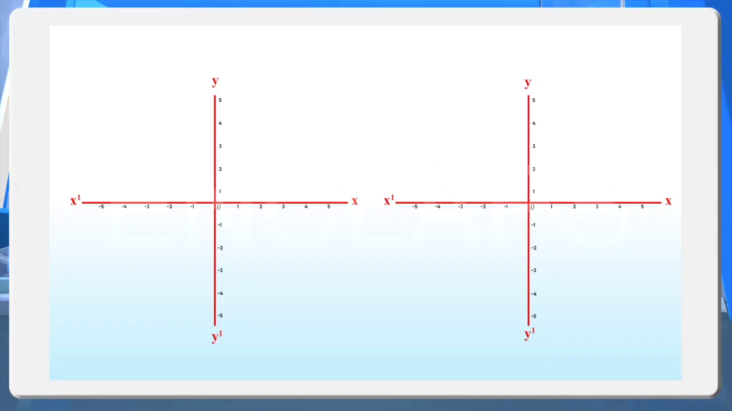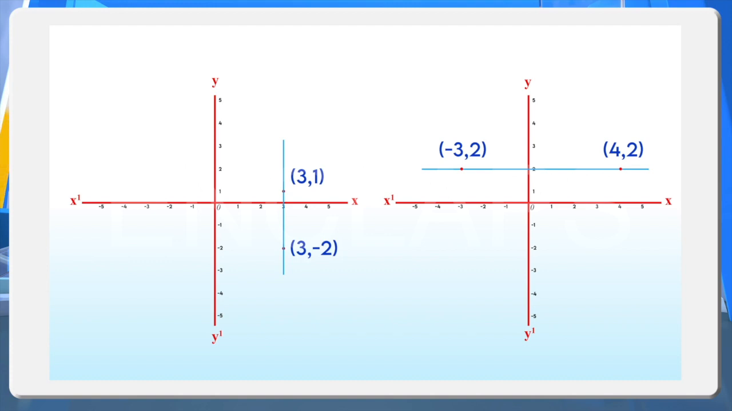Look at these pictures. Note the coordinates of the 2 points on the line shown in the first figure. Their x-coordinate is equal. Then that line will be parallel to the y-axis. In the second picture, the y-coordinates of the points on the line shown in it are equal. Then it will be parallel to the x-axis.